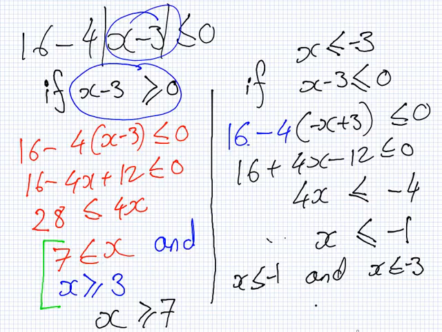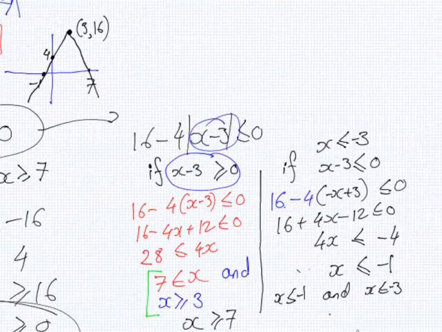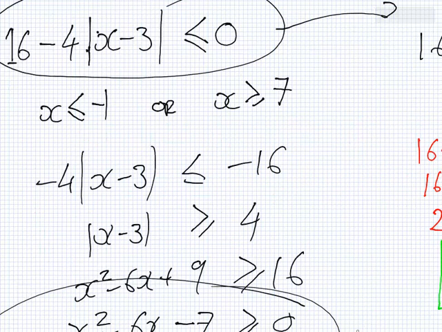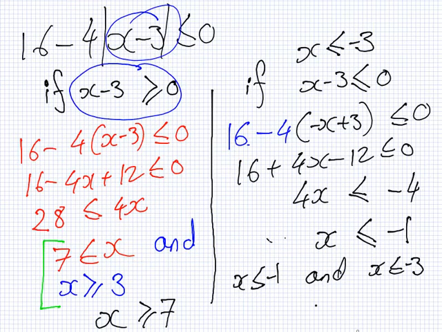Is that different to what I got earlier? It is different. So hang on, something went wrong here, unless I wrote the question down wrong. 16 minus 4x, x minus 3. Ah, no. Sorry. We need to be careful here.